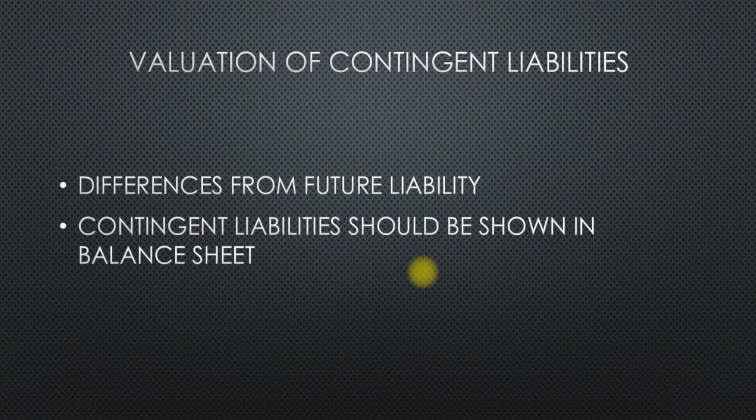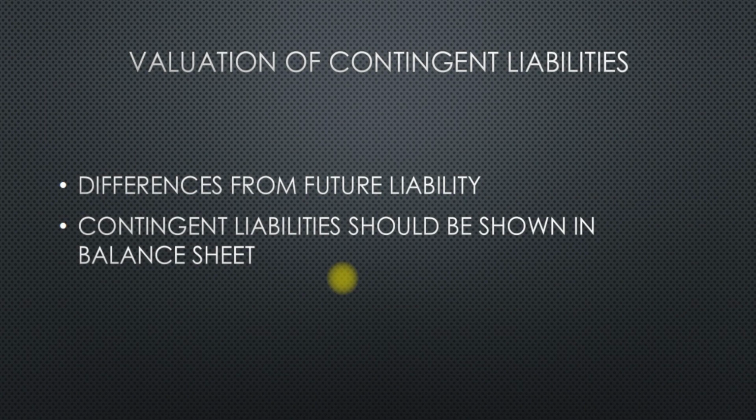Next, we'll take a look at valuation of contingent liability. So here we'll see what contingent liabilities are and how the auditor goes about valuing them. A contingent liability, as explained before, normally may or may not develop into a liability. It is different from a future liability in that a future liability is surely going to be there in the future, whereas a contingent liability may not be.